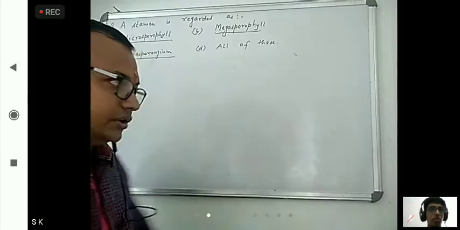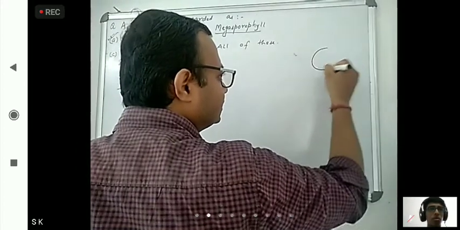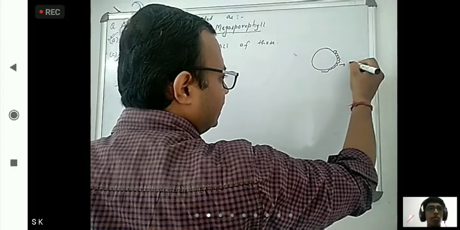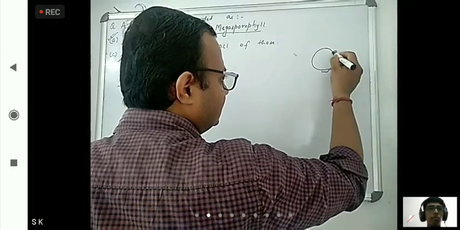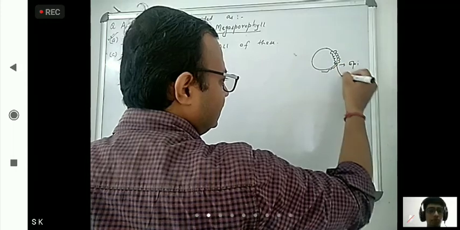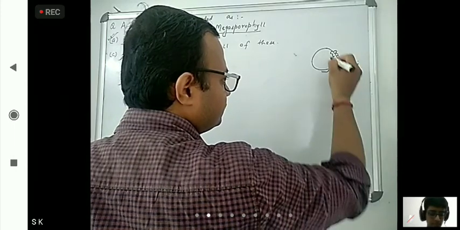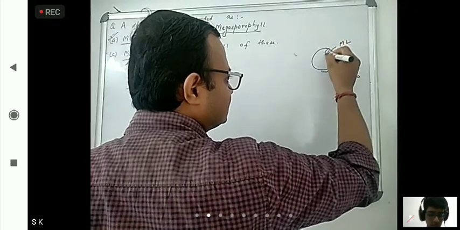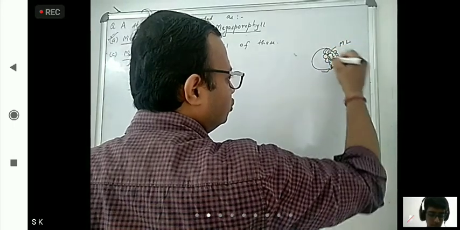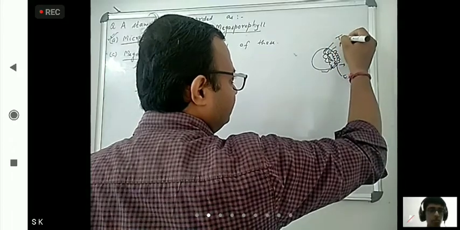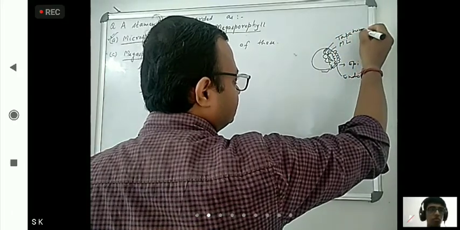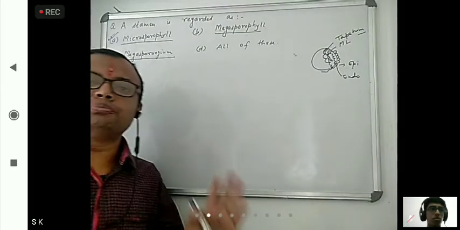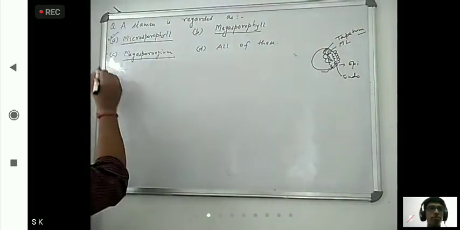Okay. Next one, the innermost layer of microsporangium is. What we have seen already, this microsporangium has outermost epidermis, inner one endothecium, then inner one middle layers, and innermost, yes, tell me, tapetum. Right. So here the question is: the innermost layer of microsporangium is.